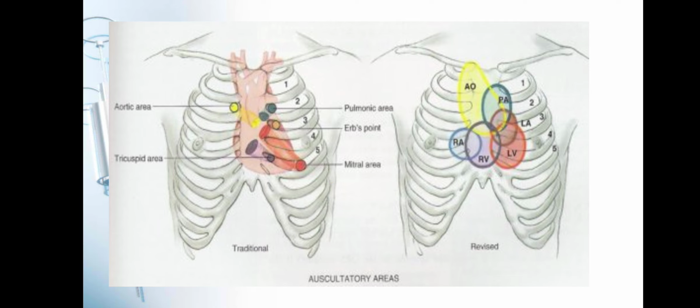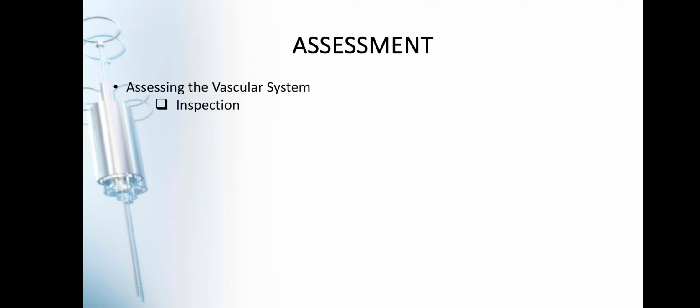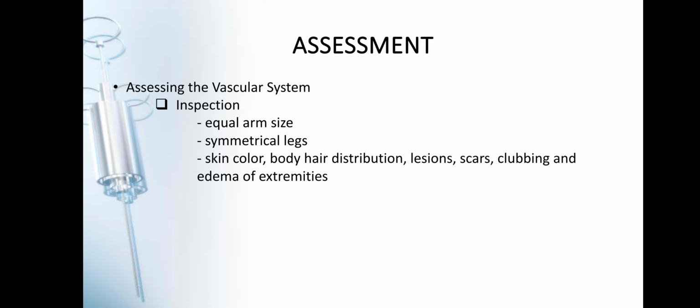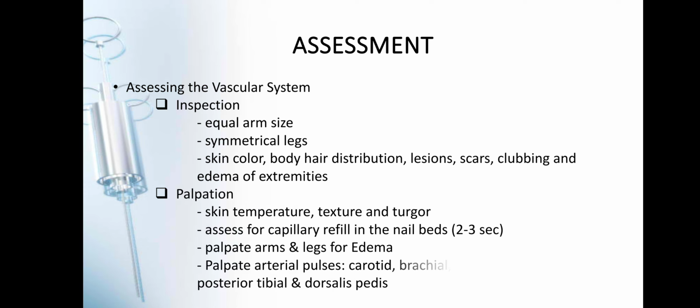Then, okay. And then for assessing the vascular system naman, yun po yung sa heart, na sa cardio part. For the vascular system naman, which is to assess the arteries, the blood vessels, the veins and capillaries, you inspect: the patient should have equal arm size, symmetrical legs, skin color, body hair distribution, lesions, scars, clubbing, and edema of extremity.